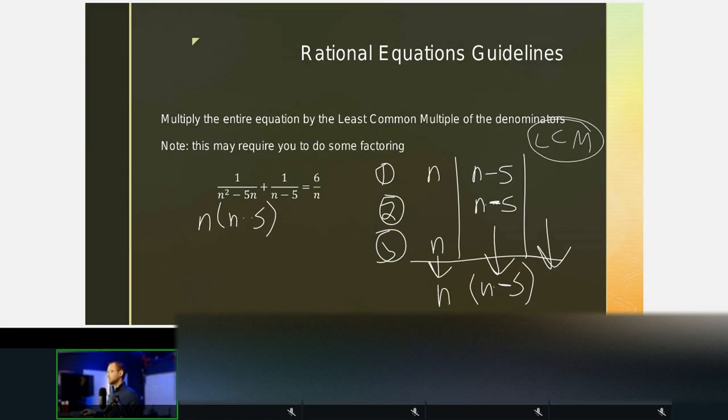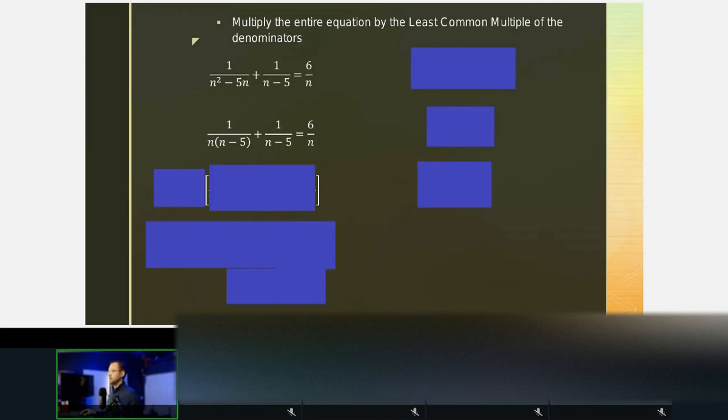So the LCM is n minus 5, correct. So what we're going to do is multiply the original problem, that's factored, by the LCM. So we're going to multiply this entire piece by n times n minus 5. And by doing this, we're going to clear the fractions. The whole point of all of this is to clear the fractions because nobody likes fractions. You may tolerate them, but you probably don't like them.